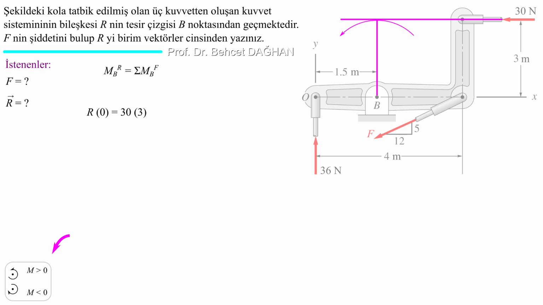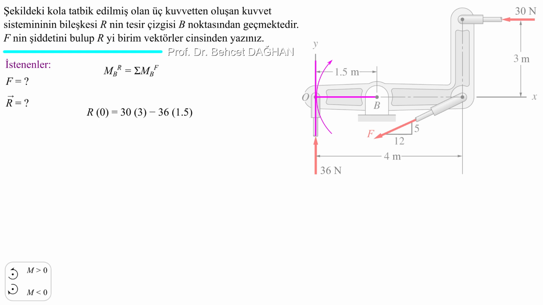Let's move on to the other force, 36 Newton. 36 Newton's moment about point B is clockwise, hence negative. Moment arm is 1.5, 36 multiplied by 1.5. Finally, let's find the moment of force F. We use Varignon's theorem to find the moment of the force F.